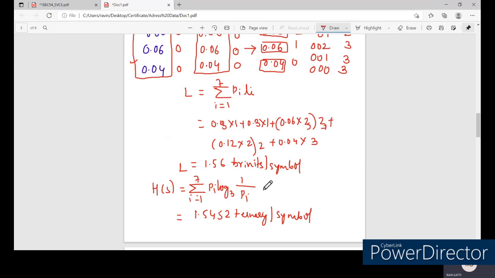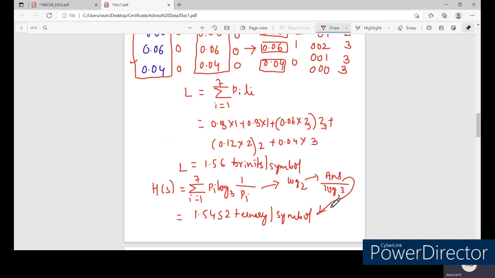If you are having confusion, you can do it with log base 2 and then convert the answer, by dividing by log 3 to the base 2. If you do this, you will get the same answer as over here.